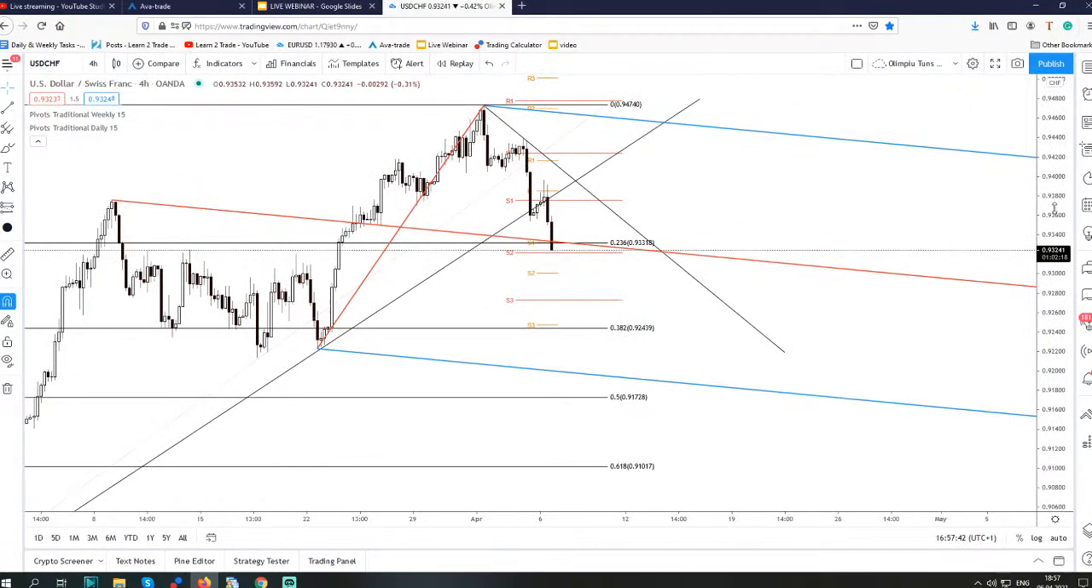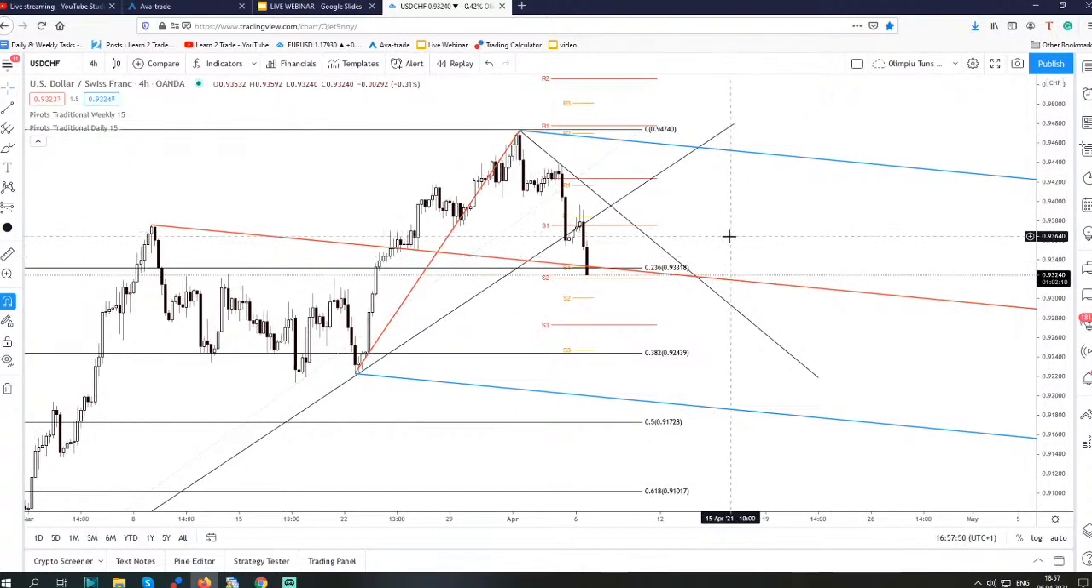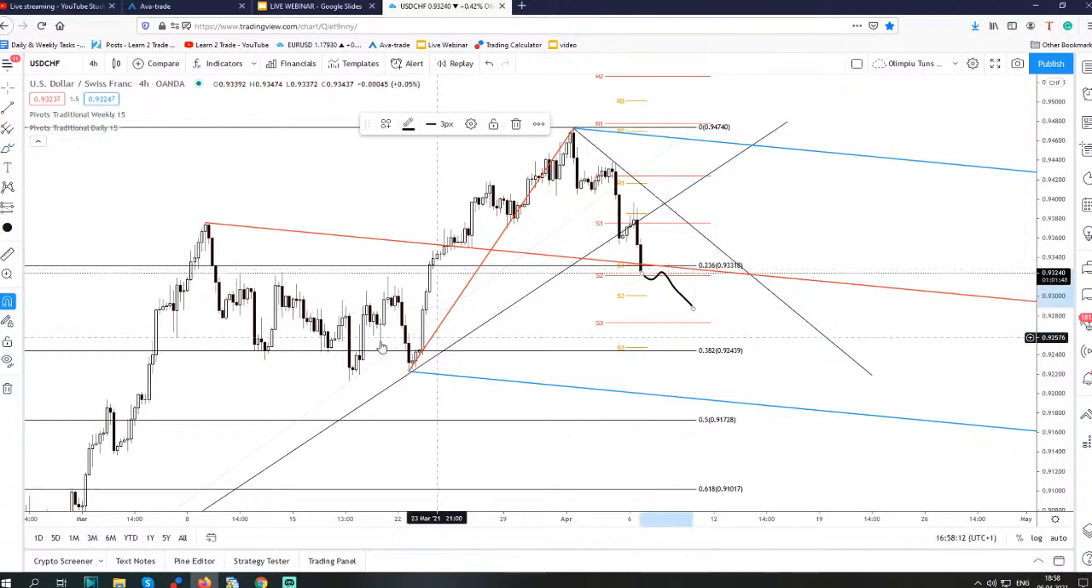And you should know that the price could continue to drop here on the US dollar versus the Swiss franc if it will stabilize right below the medium line. So now it has dropped through the medium line. It could test and retest it before it will continue to drop here.